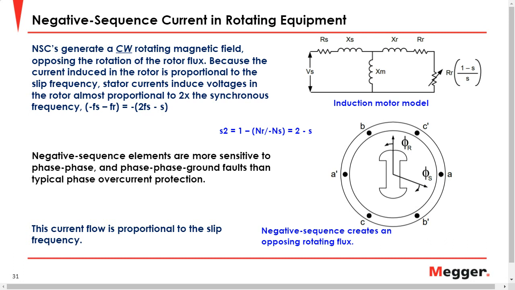Jacob. Alrighty, it looks like our last question here is for Abel. It asks, I've seen imbalance defined in terms of sequence components. How is that different from the traditional way of defining imbalance?